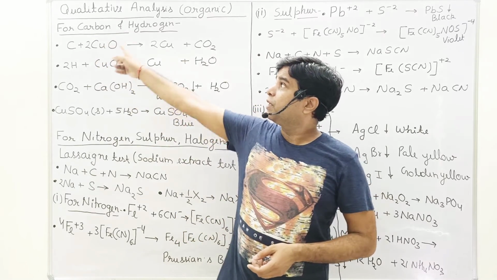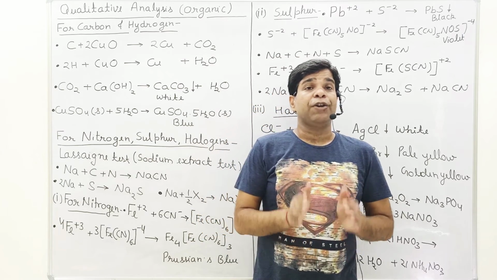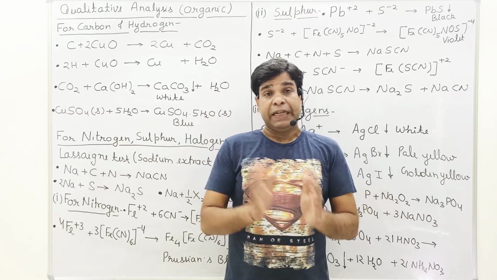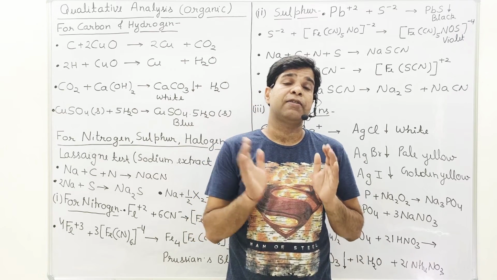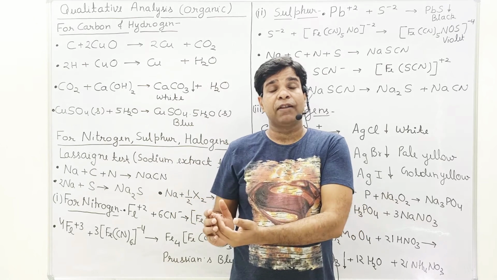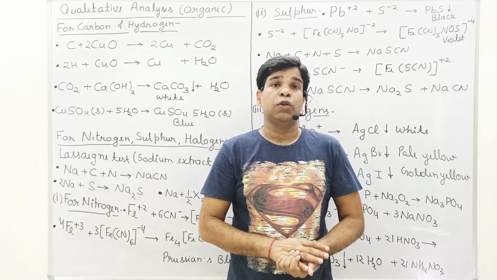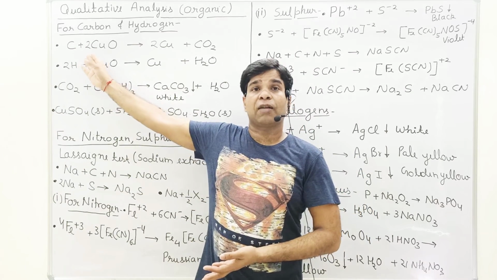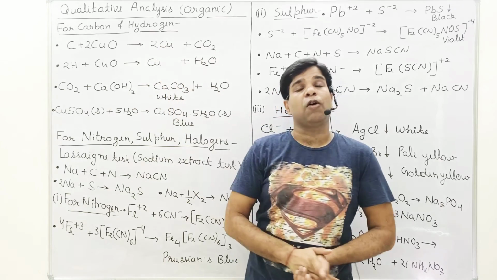So you see here, first, for the carbon and hydrogen, whatever the compound is given to us, we heat that compound with cupric oxide, that is CuO. This CuO reacts with the carbon and converts the carbon into CO2. So you can see the first reaction: carbon plus 2CuO will give you carbon dioxide plus copper.